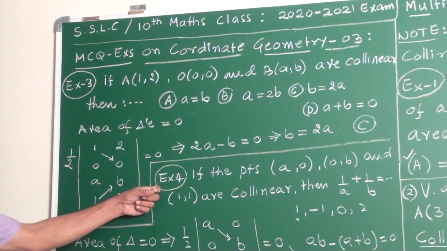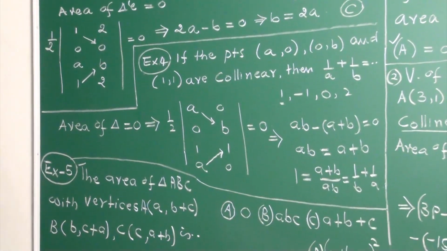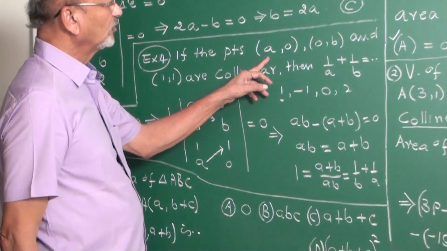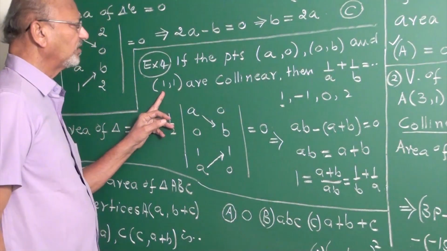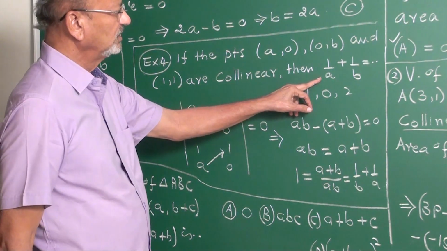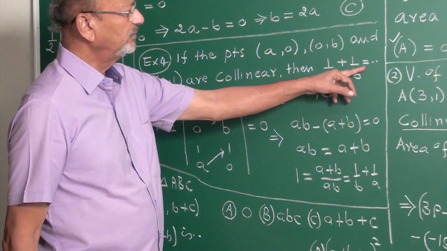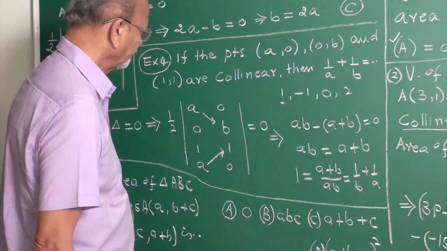This is example 4. If the points A comma 0, 0 comma B, and 1, 1 are collinear, then the value of 1 by A plus 1 by B equal to dash.